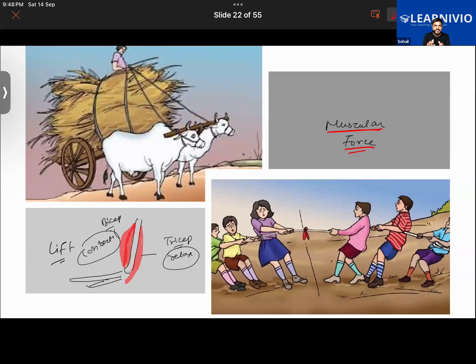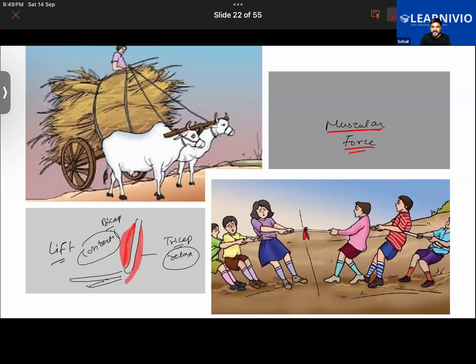So movement is always possible because of the contraction and relaxation of the muscles, and due to this contraction and relaxation of muscles, a force will be generated. That force is called as muscular force. So muscular force is the force that the muscles of our body will be exerting when they will be relaxing or contracting, and it's a type of contact force. Okay, it can be applied only when there's physical contact.